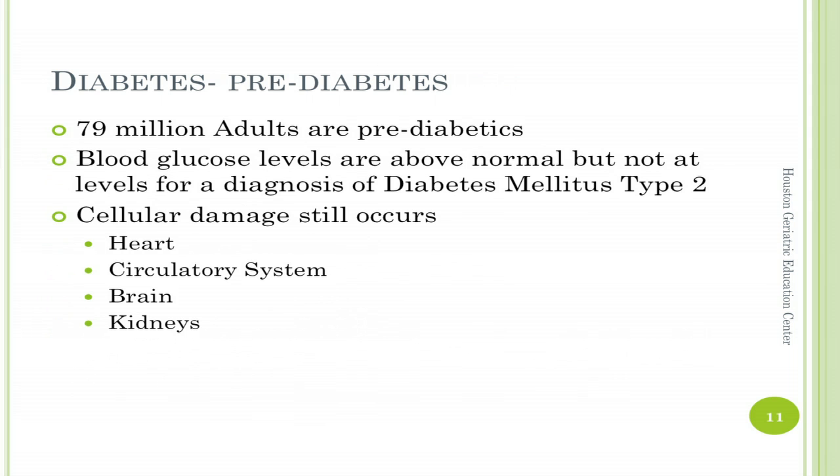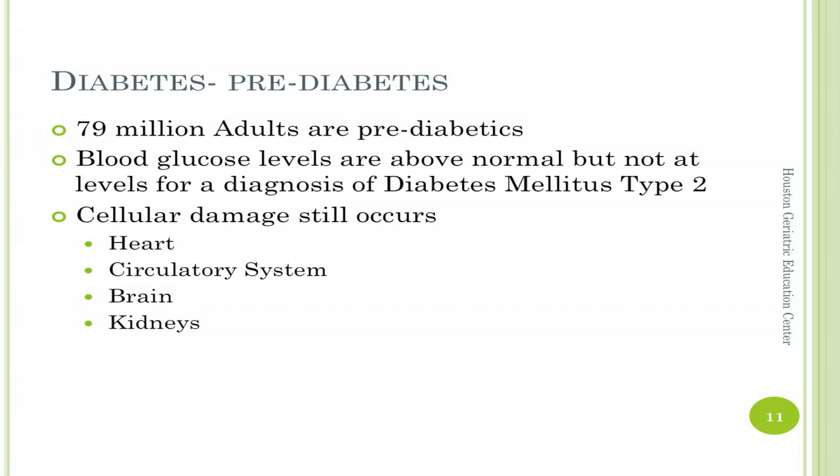So when I said that it was insidious, that meant that it develops gradually. So people that end up developing diabetes type 2 are in the stage of pre-diabetes, and that can be for several years. As it says here, almost 80 million adults are pre-diabetic, and that's a big number. But this means when they're in this state that their blood glucose levels are above normal, but not at the level for diagnosis of diabetes type 2.